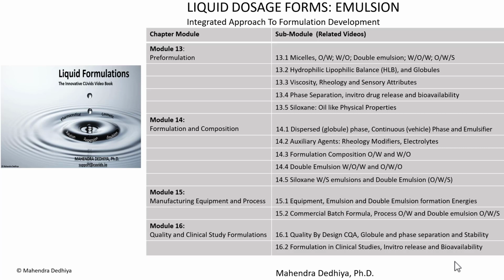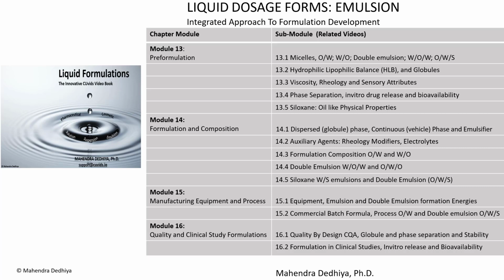In this portion of the book on liquid formulation, we cover emulsion formulations. In this particular section of the book, there are four modules. They build on the information from Module 2 and Module 4 on physicochemical characterization of solution and emulsion. The subject matter based sequence is used in the book for each category of liquid formulations, including emulsions. These include preformulation, formulation and composition, manufacturing equipment and processes, and finally quality and clinical study formulation.